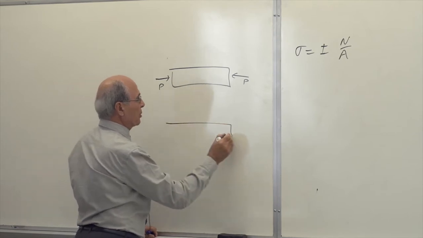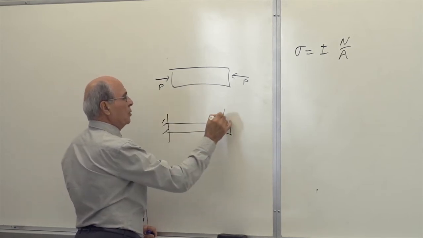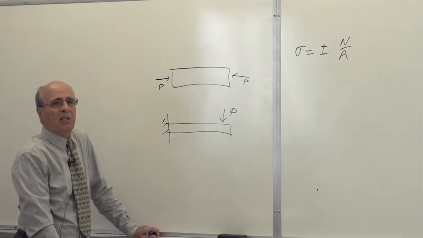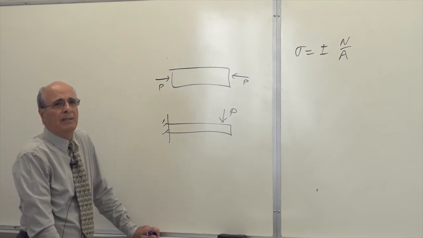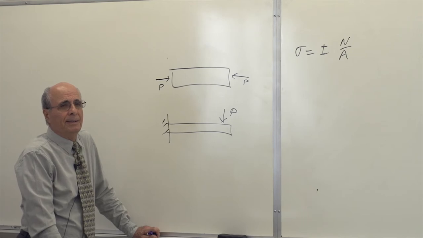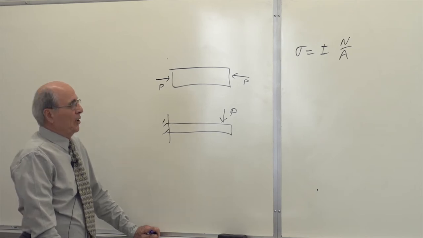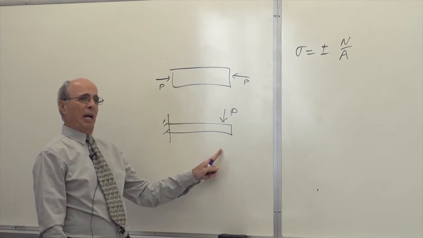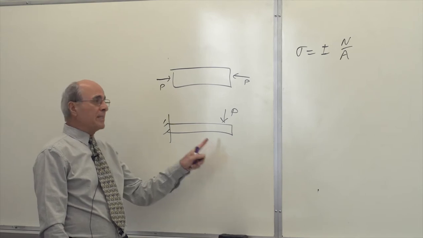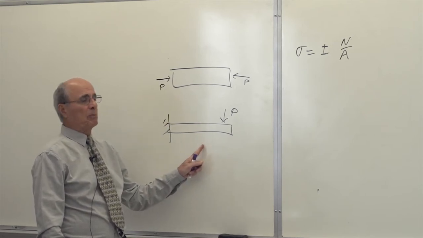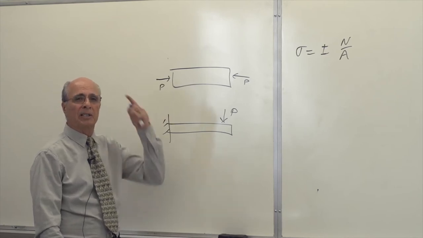Then I give them this problem, and I put a P here. Is that correct or not? Does this problem have sigma equal to P over A, you think? Come on, guys. You're not seeing the difference between the two? Is this axially loaded? 10, 15 people out of the 40 or 45 put sigma equal to P over A, because they are not thinking.